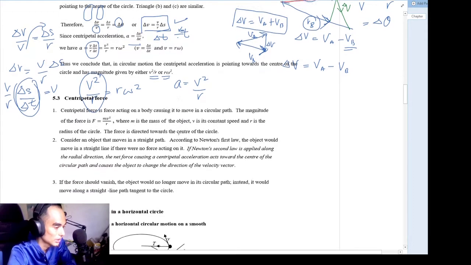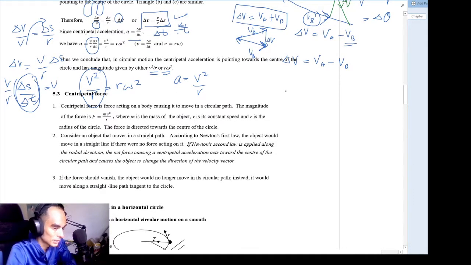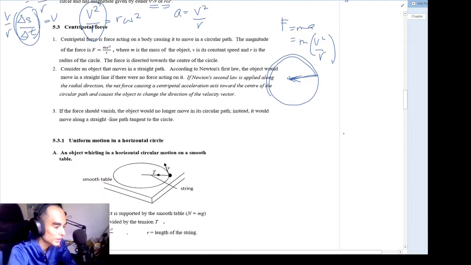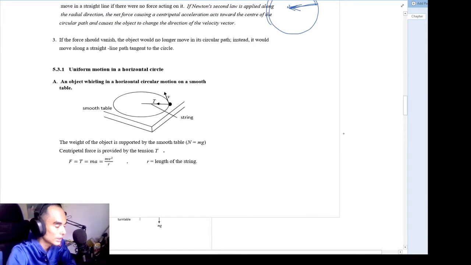By centripetal force, of course, F equals MA, so m times v squared over r. And the direction will be pointing towards the center of the circular motion. So if something is doing circular motion like that, the force will be pointing towards the middle, the center of it. Now we have a horizontal circle.